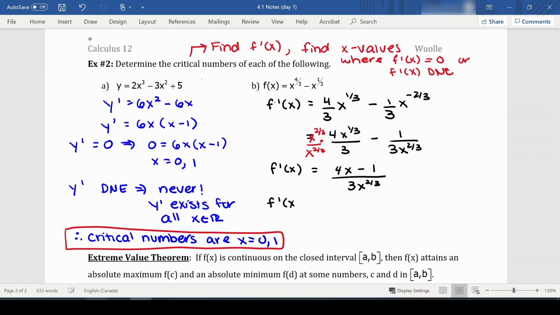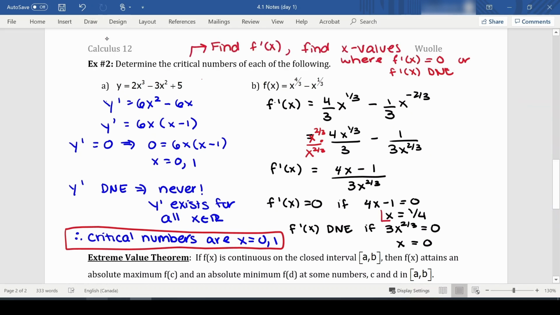Now I'd have f prime equals 0 if 4x minus 1 equals 0, or x is equal to 1 over 4. And f prime does not exist if the denominator is 0. So if 3x to the 2 over 3 equals 0, or if x is equal to 0. So my critical numbers would be x is equal to 1 over 4 and x is equal to 0.